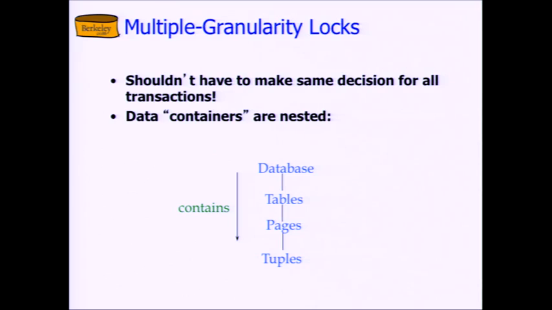Now, one thing we'll assume in this discussion is that data has sort of Russian doll-style nested containers. All right, so there's a database. We could lock the whole database, after all, in principle. Database contains a bunch of tables. Each table contains a bunch of pages. Each page contains a bunch of tuples. All right, and let's assume that this containment hierarchy holds. We could complicate this. This will work for things that aren't in a pure hierarchy. But for the sake of discussion, let's just assume that it's a containment hierarchy, okay?